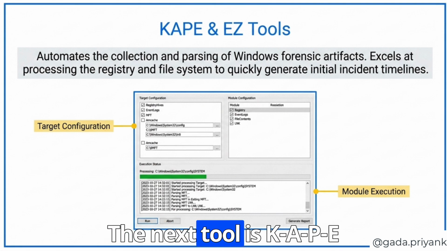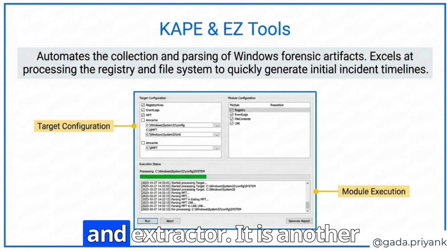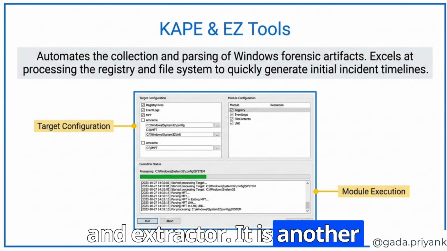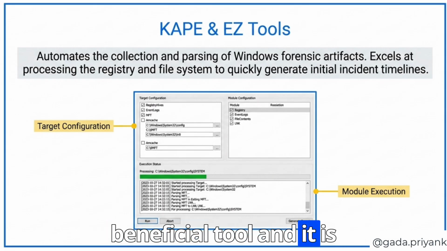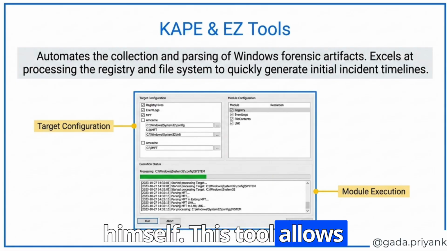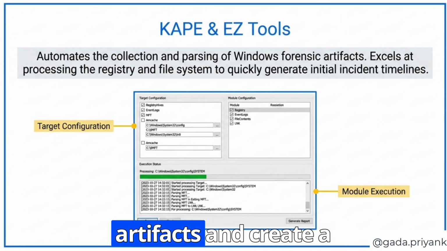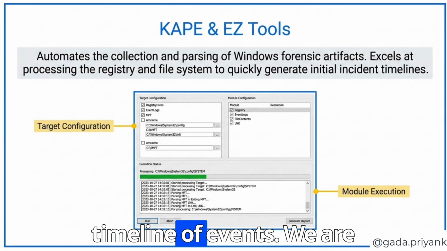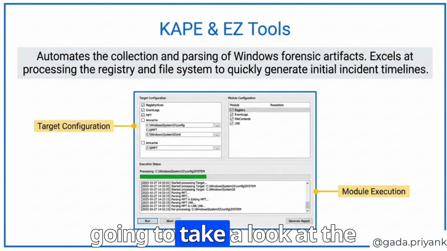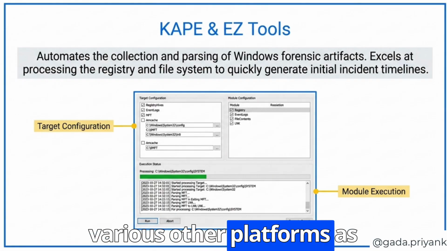The next tool is KAPE, that is Kroll Artifact Parser and Extractor. It is another beneficial tool, and it is again created by Eric himself. This tool allows you to automate the collection and parsing of forensic artifacts and create a timeline of events. We are going to take a look at the same in practical on various other platforms as well.